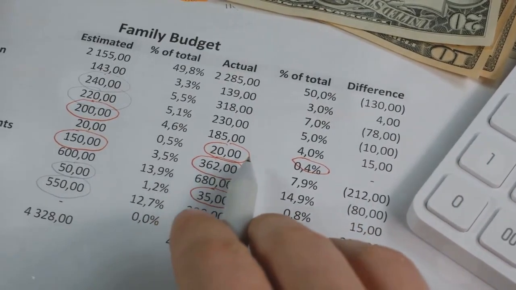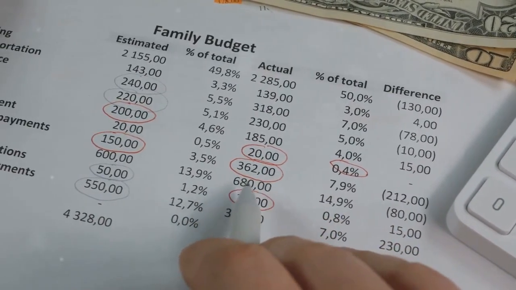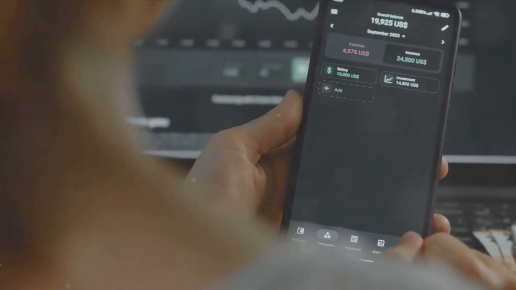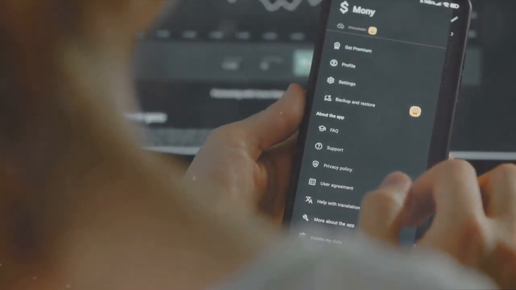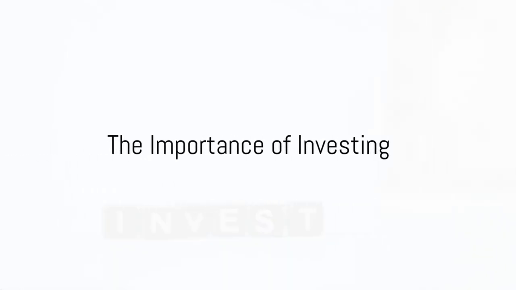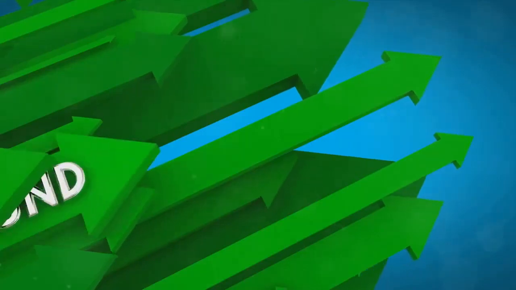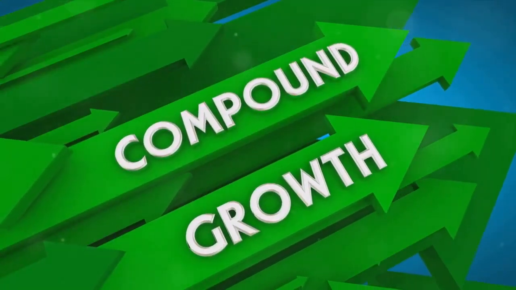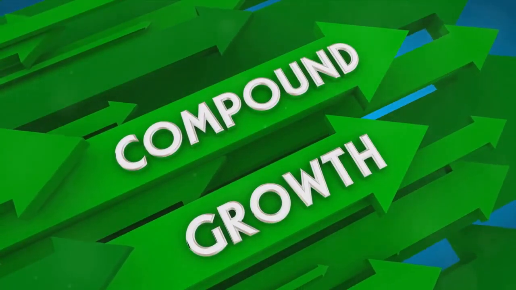Budgeting isn't just about restricting what you spend. It's about making wise decisions with your money. It's about knowing where your money goes and using that knowledge to change your habits if necessary. Investing, on the other hand, is all about making your money grow. It's about understanding the power of compound interest and how to make it work for you.